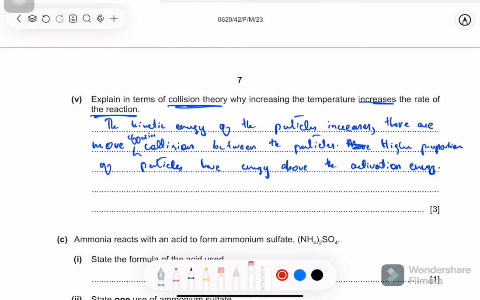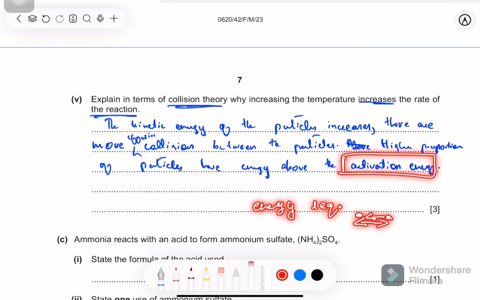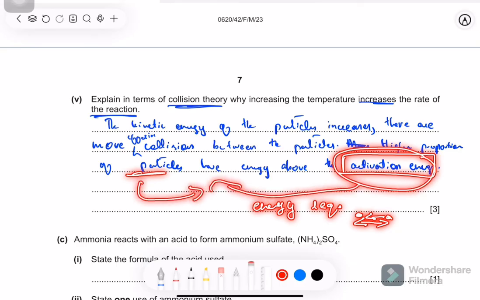Now what does this mean? The activation energy is the minimum energy required for particles to start to collide, to have effective collisions. Meaning, the activation energy is the minimum energy which, when supplied, the reaction starts. So common sense: when more particles have energy above the activation energy, more particles can collide, and we know that when there are more collisions, the rate is faster.